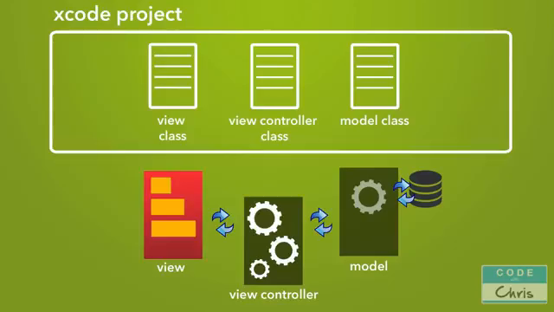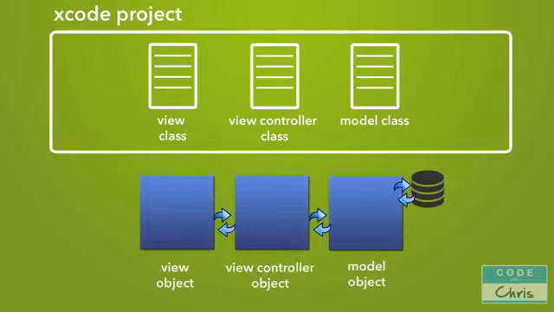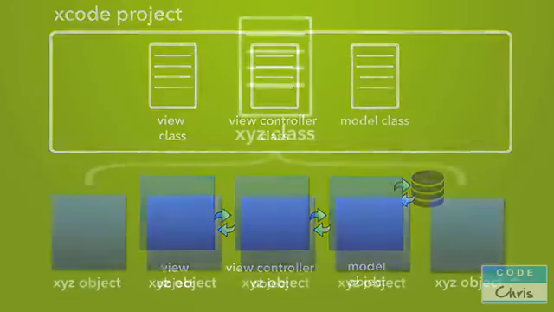Another thing to realize is that it's not the classes themselves that are doing the interacting. The classes are merely blueprints that we're creating. What happens is that these blueprints, also known as classes, are turned into what's called objects. So from the model class, a model object is created. From the view controller class, a view controller object is created. And from the view class, a view object is created. And it's these objects that interact with each other and carry out the functions of our app.